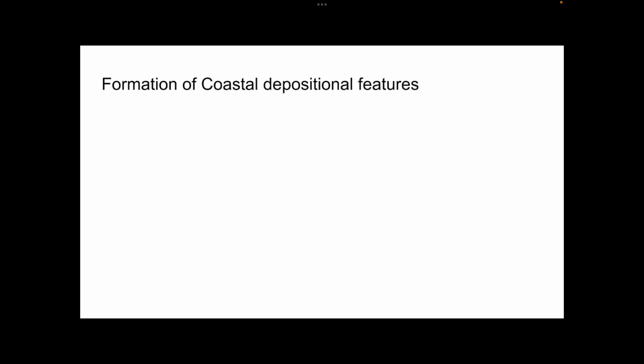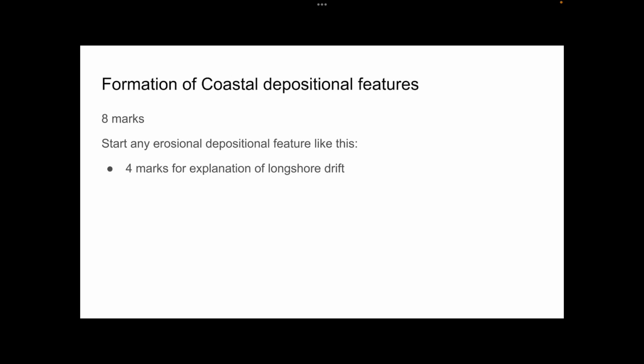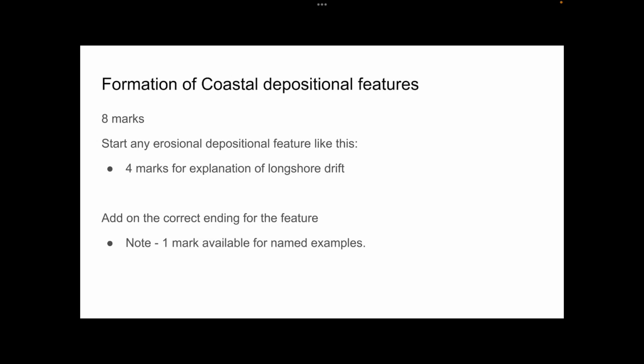And then finally, the formation of your coastal depositional features, not so tricky like the glaciated ones. And again, you've got this good introductory paragraph where you get 4 marks for longshore drift. So longshore drift is the zigzag movement of material along a beach. And if you mention the swash, you mention the backwash, these are going to give you extra marks as well. And then again, you would need the correct ending of the feature. And actually, these are really quite nice because you need the sand spit.